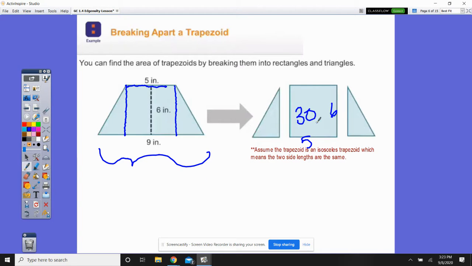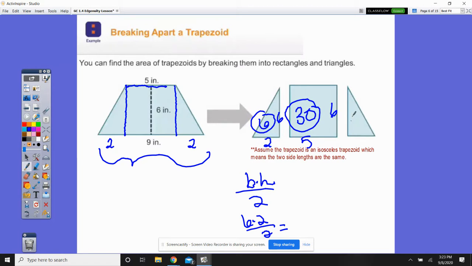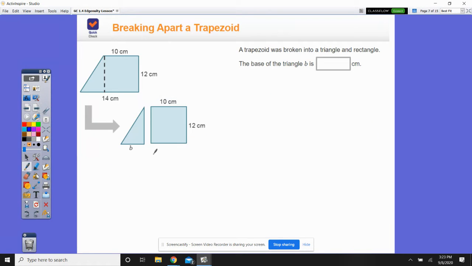For the 2 triangles, the height is 6, but if these 2 are the same and there's 5 here, that means there's 4 left. So 2 has to be here and 2 has to be here. I'm going to do base times height, divide by 2. 6 times 2, divide by 2, would be 12 divided by 2, or 6. So I have 30 here. I have 6 here, and this is the same, so 6 there. That would be 30 plus 6, and that will be 42 inches squared. So you can cut up a trapezoid to find the area.